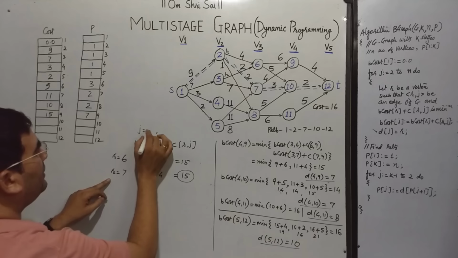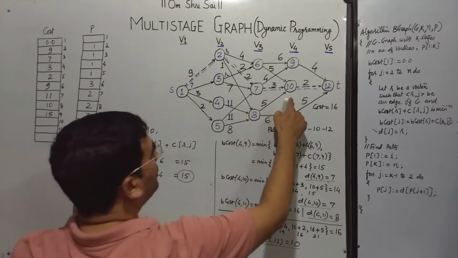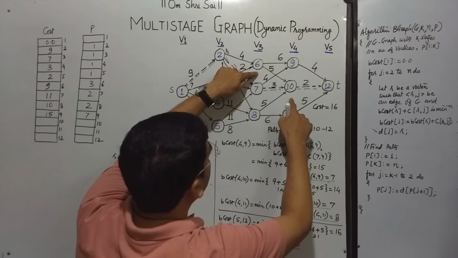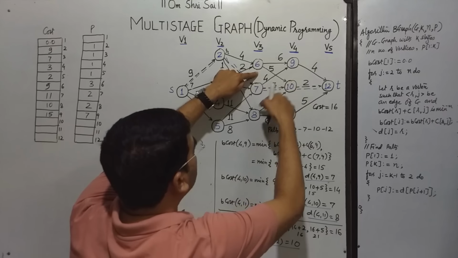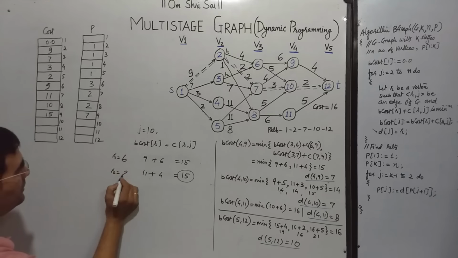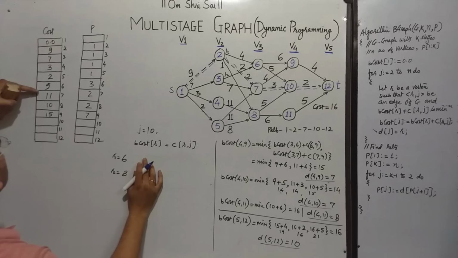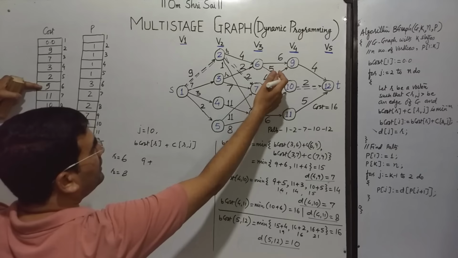नेक्स्ट आगे चलते हैं. j की वैल्यू कितनी हो जाएगी 10. फॉर 10 व्हाट मे बी द r 6 and 8 मे बी r क्योंकि 6 और 8 से आप यहाँ आ सकते हो. तो 6 and 8, just calculate the values. This cost of 6 that is 9 plus 6 to 10 that is 5.